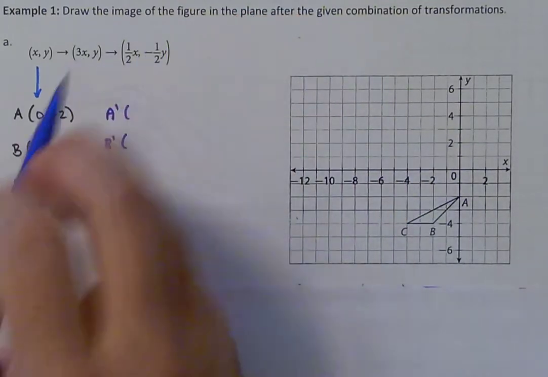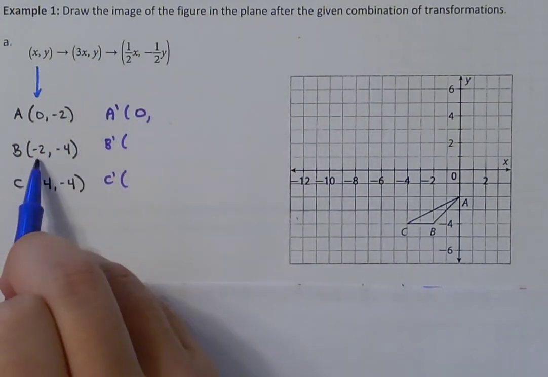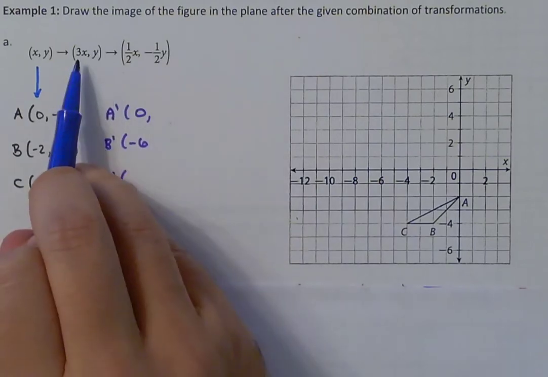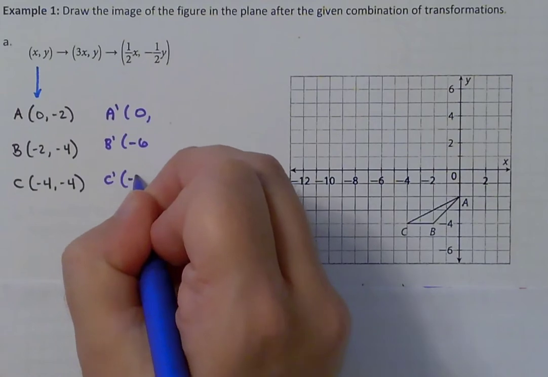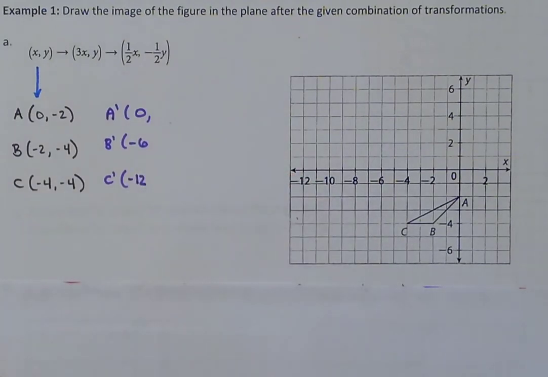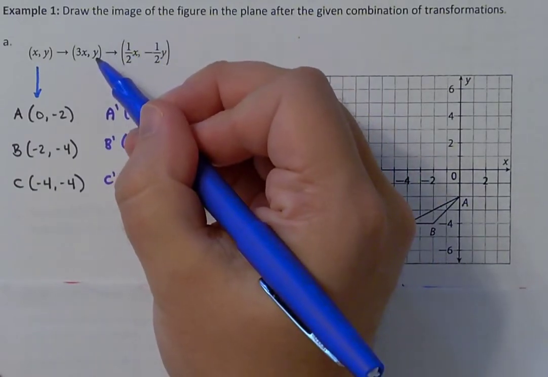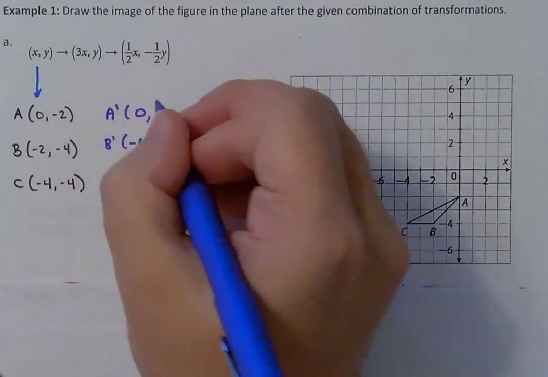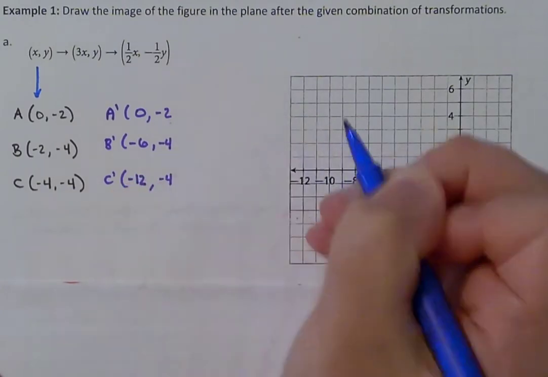So for A, we have 3 times 0, which is 0. We do 3 times -2 for B. B prime is going to be at -6. And then 3 times -4 is going to give us -12 for C prime. All right, all the y values, because it's just y, stay the same. So -2, -4, -4 for A prime, B prime, C prime.